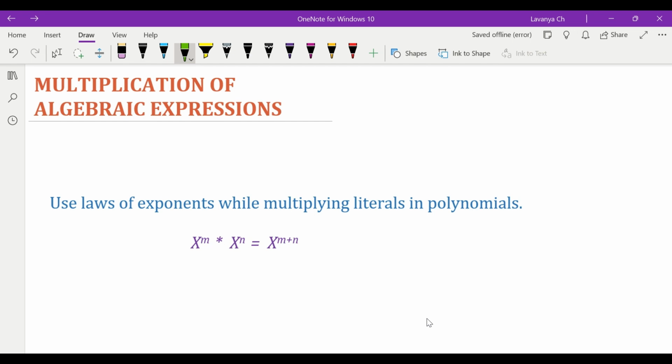Multiplication of algebraic expressions. For this, we have to know the laws of exponents, which are used to multiply the literal quotients of the polynomials. The law is that x power m into x power n is equal to x power m plus n.